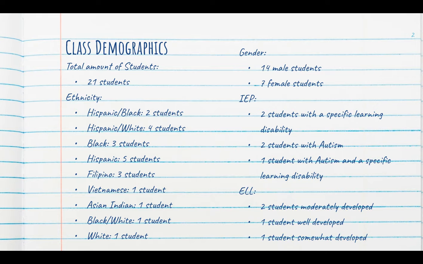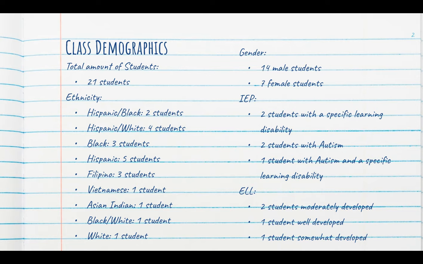So my first slide, I have all of our classroom demographics. We have a total of 21 students and it is a first grade class at Walker Elementary School. In terms of ethnicity, 2 students are Hispanic and Black, 4 students are Hispanic and white, 3 students are Black, 5 students are Hispanic, 3 students are Filipino, 1 student is Vietnamese, 1 student is Asian Indian, 1 student is Black and white, and lastly, 1 student is white.